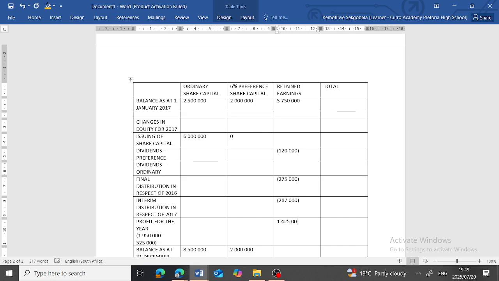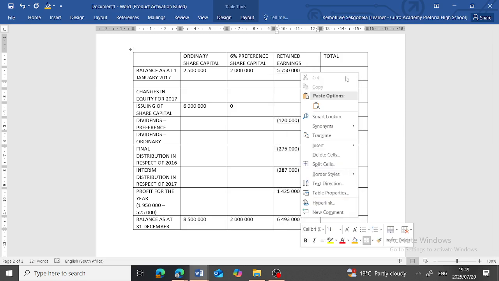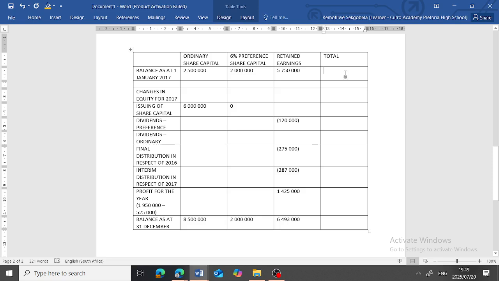1,425,000, right? Meaning that our balance at the end of the year will be 6,493,000. Why? Because it's going to be this 5 million minus 120 minus 275 minus 287 plus 1,425,000 rands. And then once we are done with that, we just add our totals column, which is the easier part. Our totals column here is going to be 10,250,000 because you are adding everything here, right?